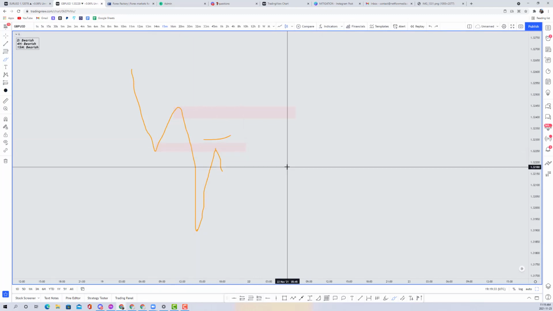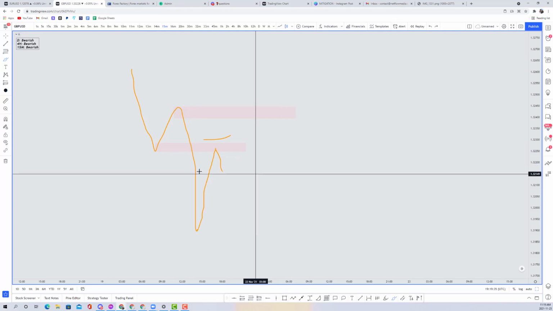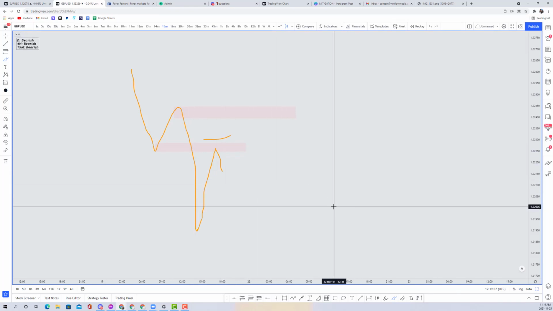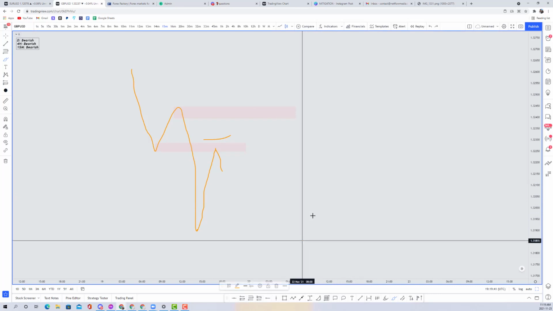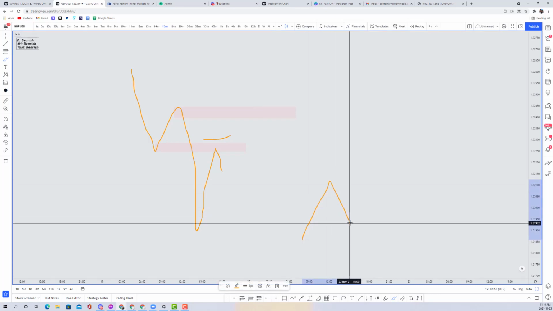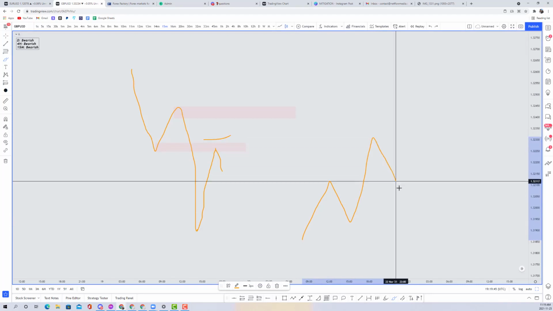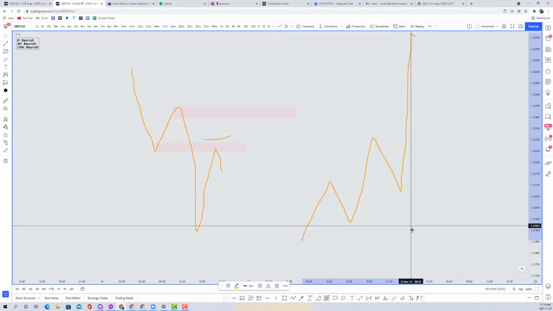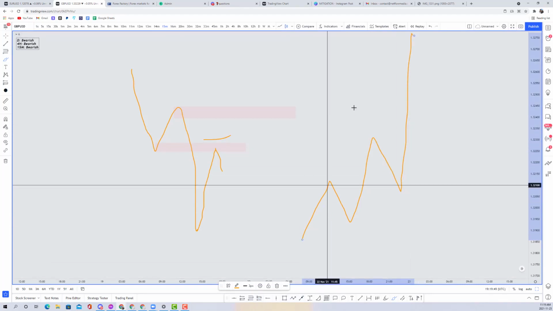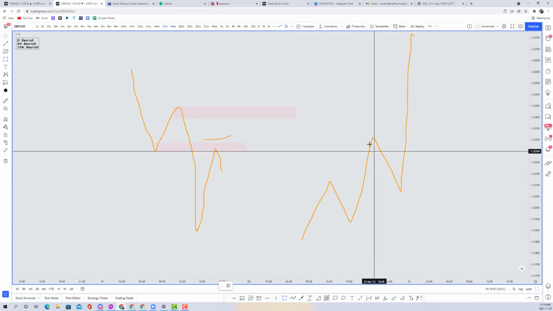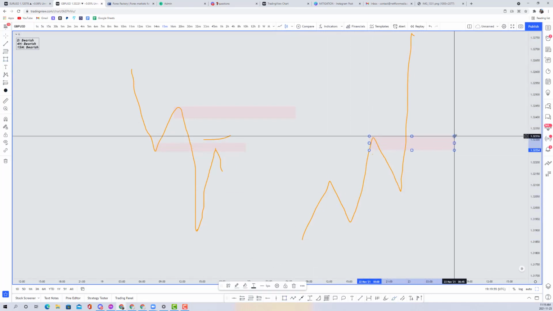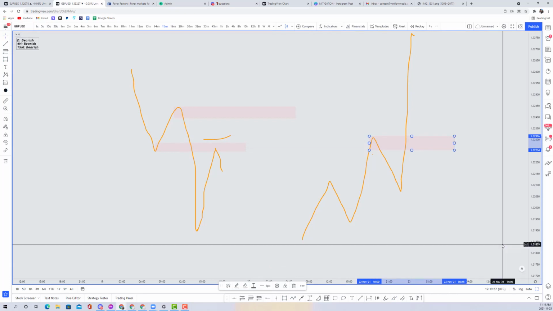I take a trade off pretty much any valid breaker block I see. I treat it as any other supply or demand zone. It's no different whatsoever. On the flip side of things, if we have a market that's just going up and came right through here, you had a supply zone here that did not have any reaction, and this supply now becomes demand.